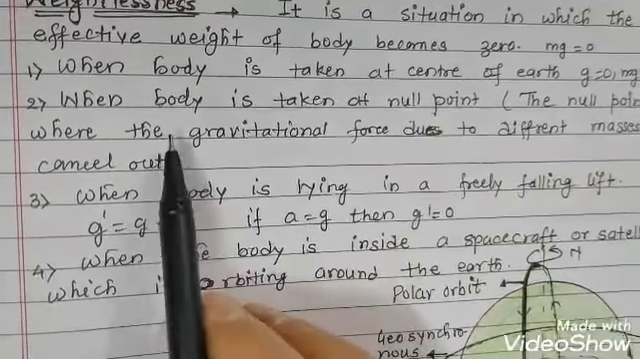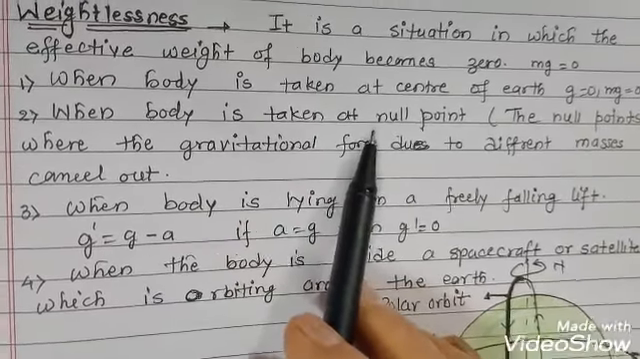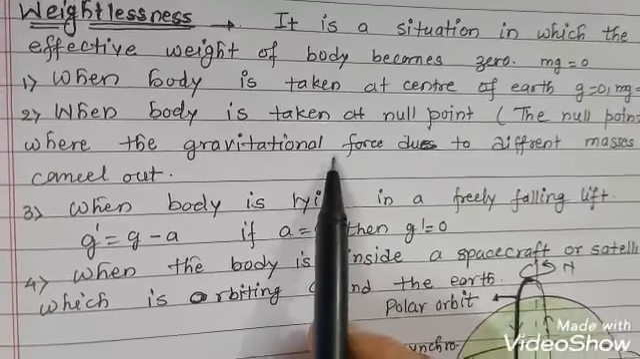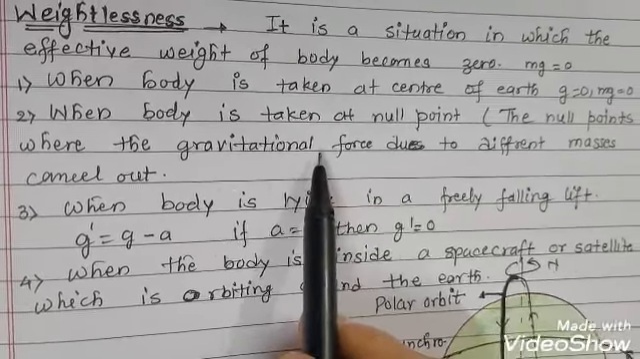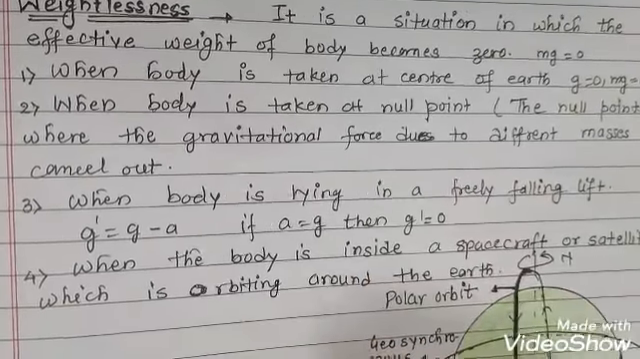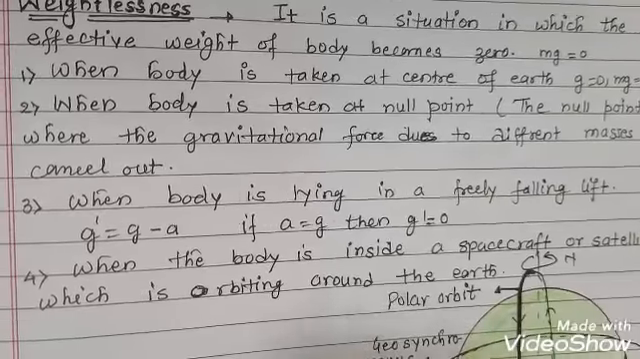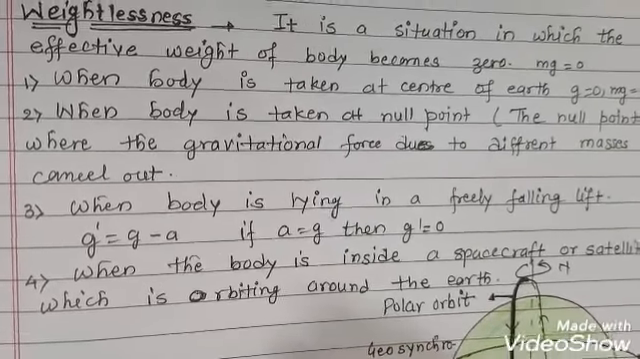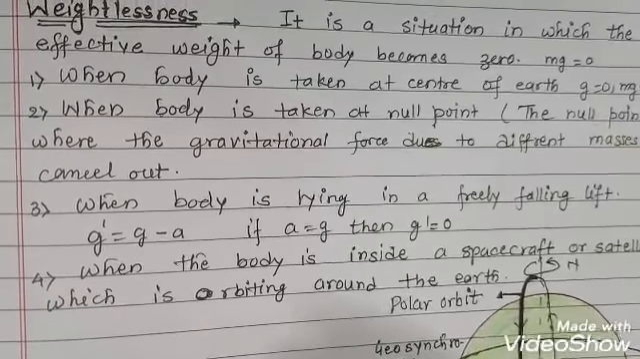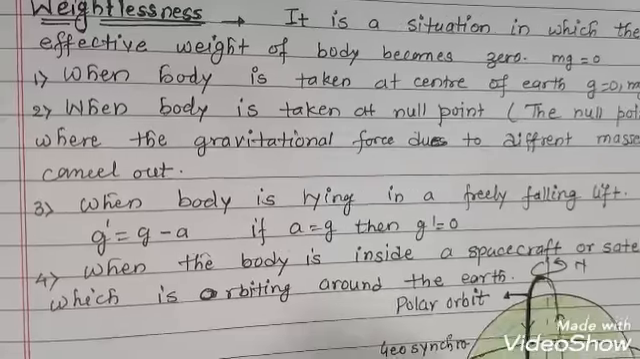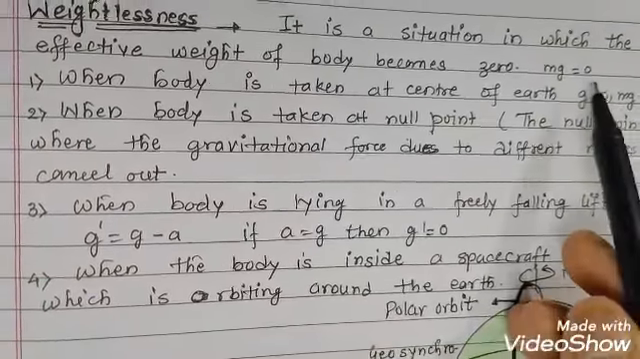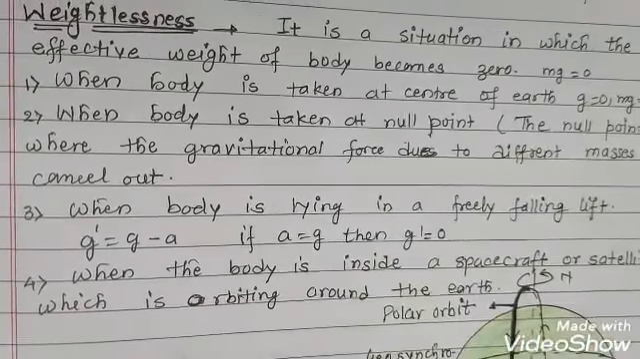Next you will see when the body is taken to a null point. Null point means the point where all the gravitational forces due to different masses cancel out. Because all the gravitational forces due to different masses cancel out, no net gravitational force is there, and obviously the gravitational pull will be 0 in that situation, or you can say mg is equal to 0. So that is also a case of weightlessness.